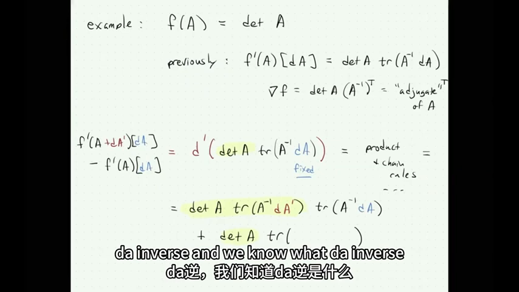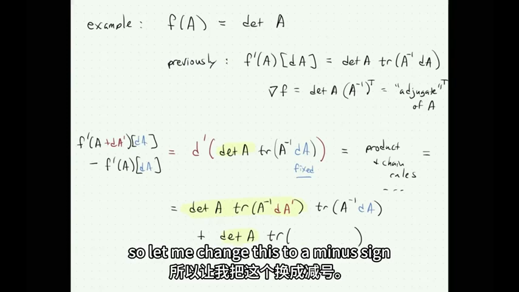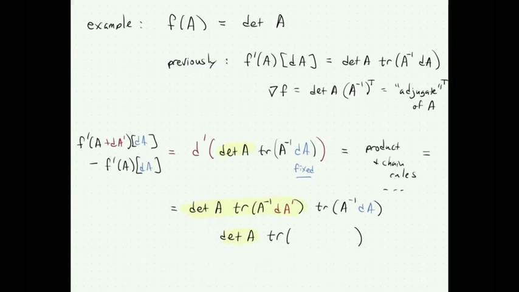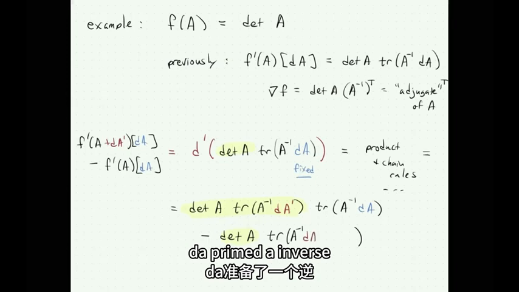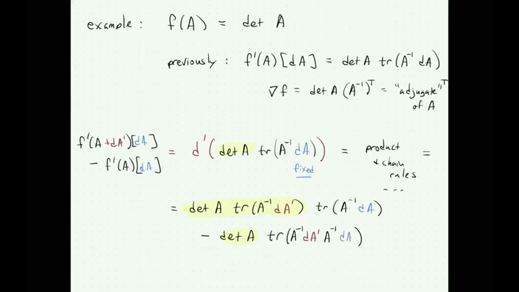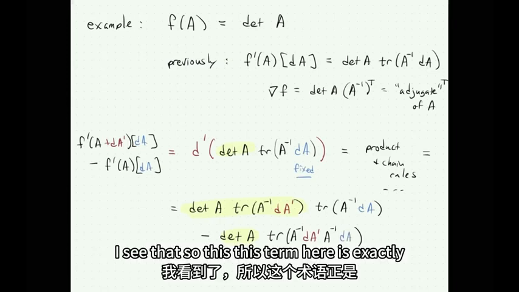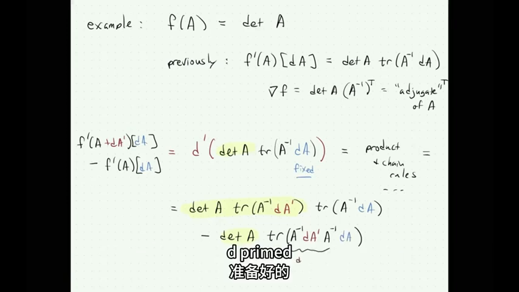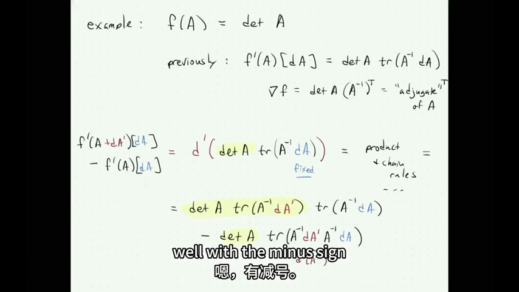And now I need dA inverse. And we know what dA inverse is, that was a minus sign. So let me change this to a minus sign. Minus trace of A inverse dA primed A inverse, and then there's still a dA. Everyone see that? So this term here is exactly d primed of A inverse. Well, with the minus sign.